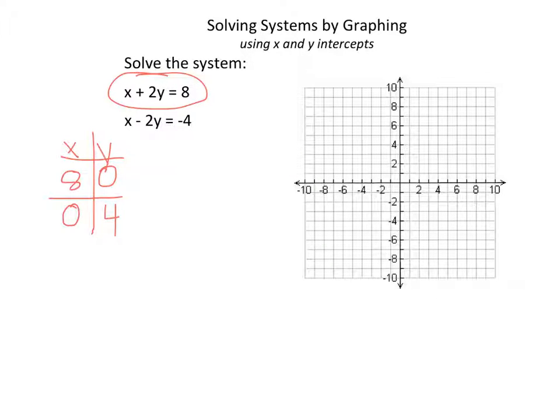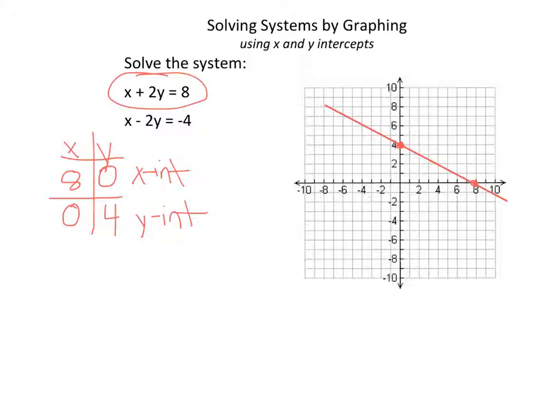Now I have two ordered pairs that I can graph. (8, 0), which is right here, and (0, 4), which is right here. Remember, this was our x-intercept, and this was our y-intercept. So it's quick and easy to plot those points if you think in terms of where is that 8 on the x-axis and where is that 4 on the y-axis. Now I can connect them with a line.